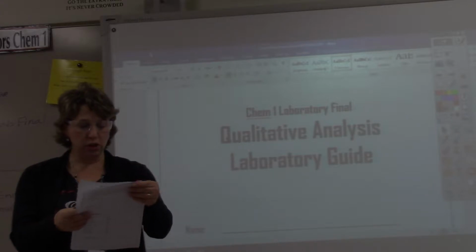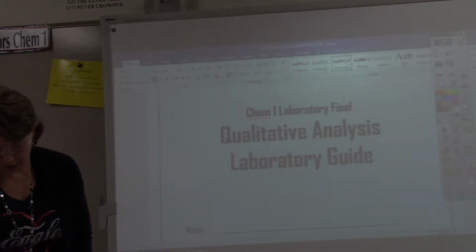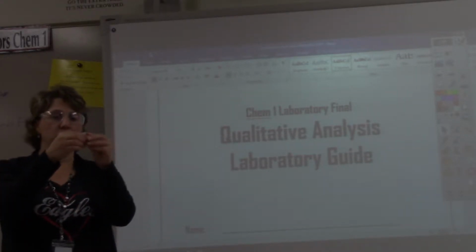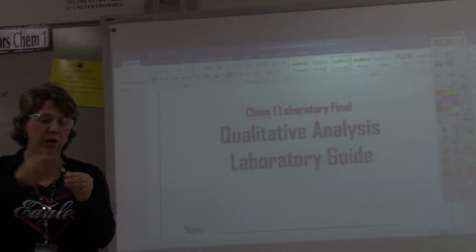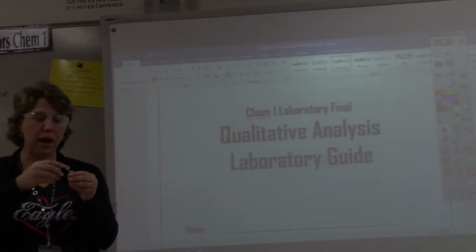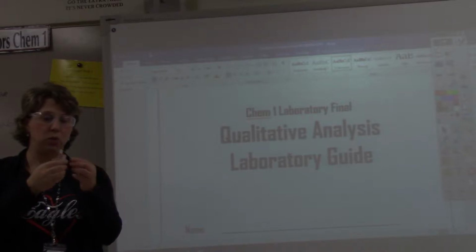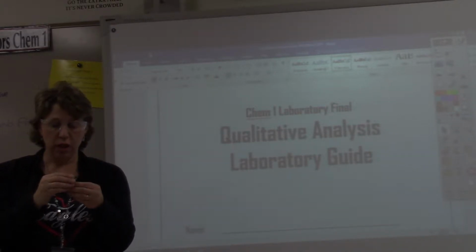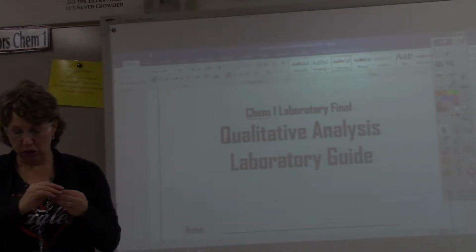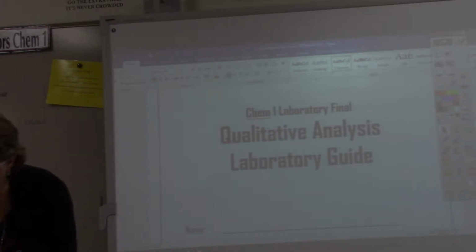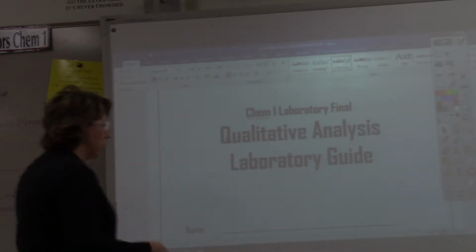So the first thing we're going to do is an inspection test. So you're going to look at your unknown. You can open this up. You can waft a little bit. Don't pour it out into a weigh boat because you'll be wasting some of the material. And so as we look at the inspection for this, we are going to write down some information for that.